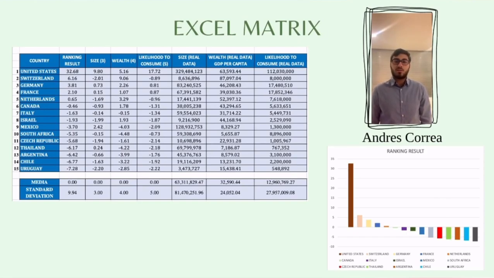For the variable size, we searched for the total population of each country. For wealth, we found the GDP of every country, and last, we found our variable likelihood to consume, the number of people who consume CBD products. After analyzing the information, we concluded that the countries we are going to take into account are, in this order of ranking: United States, Switzerland, Germany, France, and Canada.